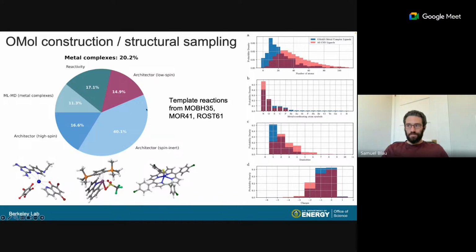And then we used our same AFIR framework as before to sample reactive snapshots along these reaction pathways. We have different spins, high spin, low spin, and again we also did the same type of MLIP-MD where we trained a model on the first half of the data set and then used that to run molecular dynamics to generate more diverse structures as part of the second half of data generation.